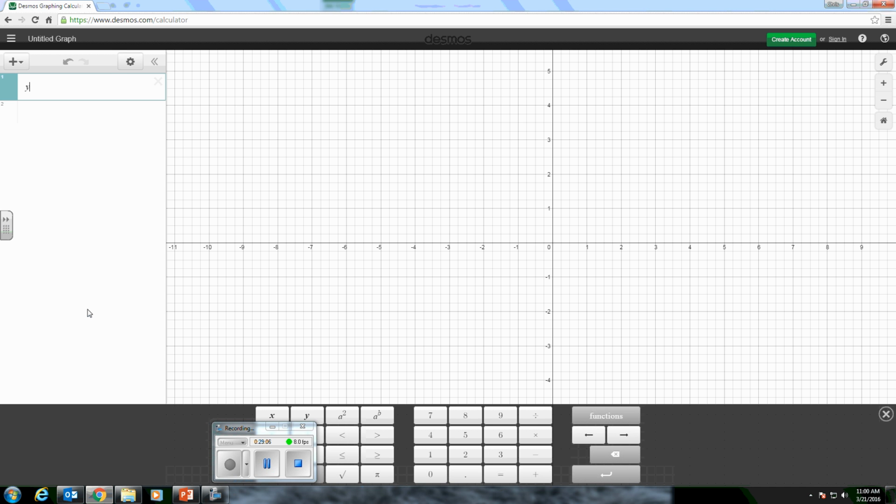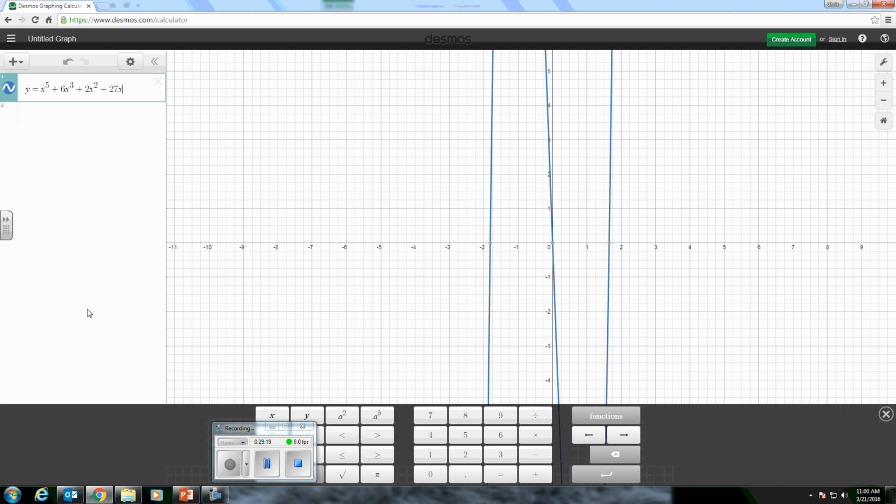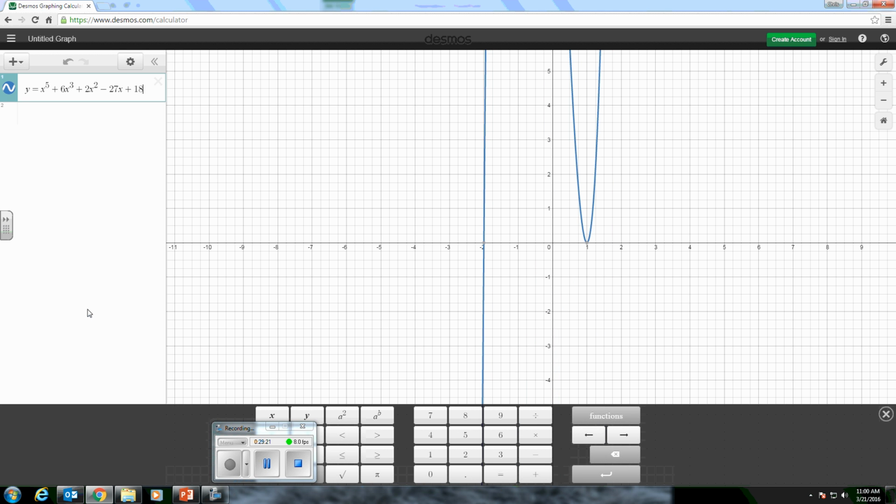So y equals x to the fifth plus 6x to the third plus 2x squared. Notice that we don't have an x to the fourth term. That happens sometimes when you're missing a term here. Okay, so I get to this graph, and I'm looking for the x-intercepts, because where the x-intercepts are, those are where the zeros are. And so I see I have an x-intercept at -2, 0.